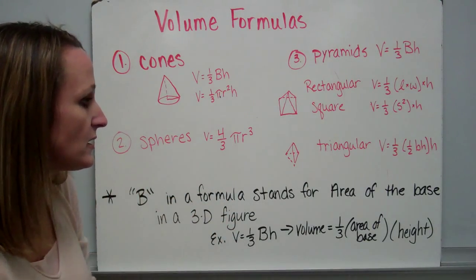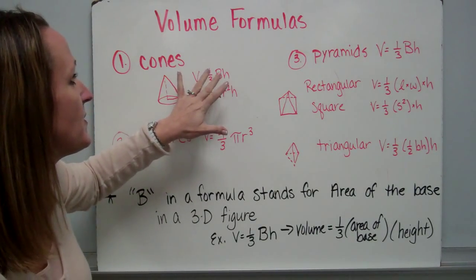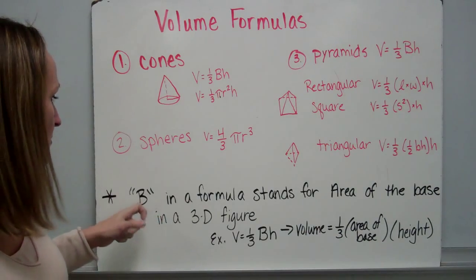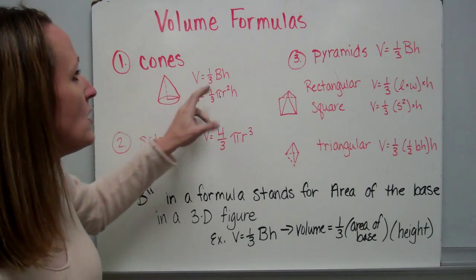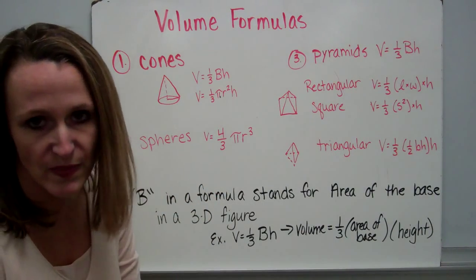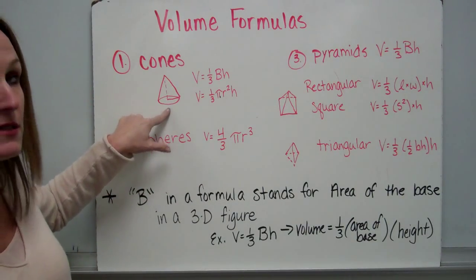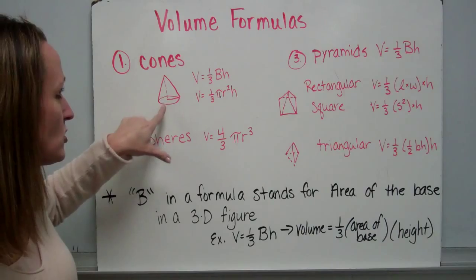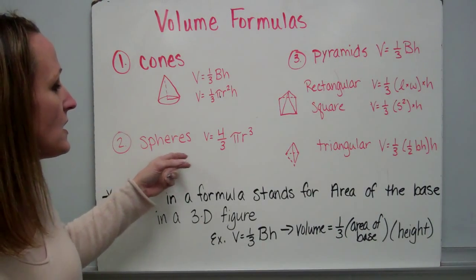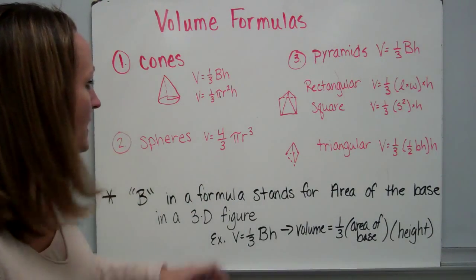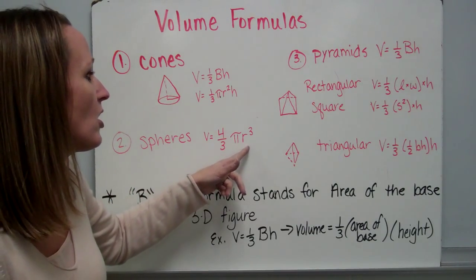So we're still going to talk about big B, little h, only this time for cones, it's 1/3 of big B, little h. Remember, big B stands for the area of the base. So in a cone, when we say big B, little h, we're talking about 1/3 pi r squared h, because that area of the base is a circle. So 1/3 of a circle times the height of the figure. A sphere is the only one that doesn't use big B, little h. The sphere you just have to remember, and it's 4/3 pi r cubed.